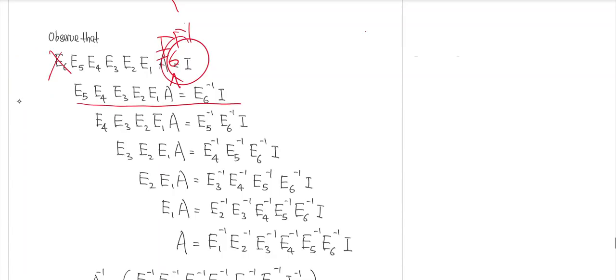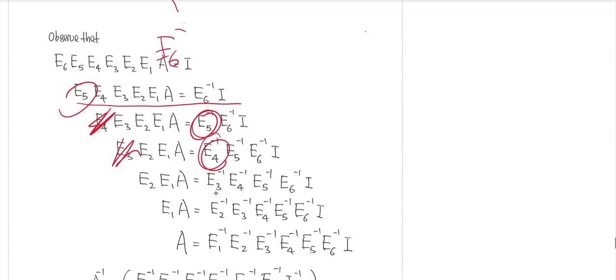So E6 is gone. Using the same methods, I'm going to kill off the E5 by multiplying E5 inverse. Okay, and then I'm going to kill off the E4 by multiplying E4 inverse across. And then I'm going to kill off E3 by multiplying E3 inverse across. And I want to kill off E2 by multiplying E2 inverse across. Always to the left, okay? Because I'm multiplying left. So I multiply left.